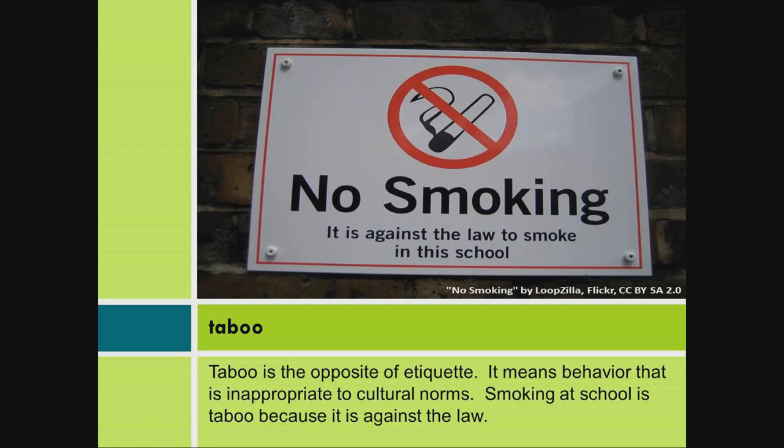Taboo. Taboo is the opposite of etiquette. It means behavior that is inappropriate to cultural norms. Smoking at school is taboo because it is against the law.